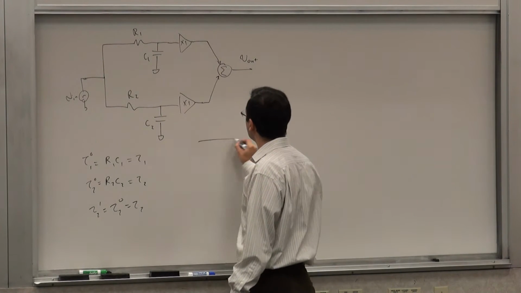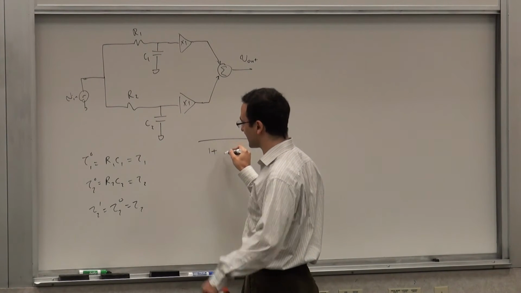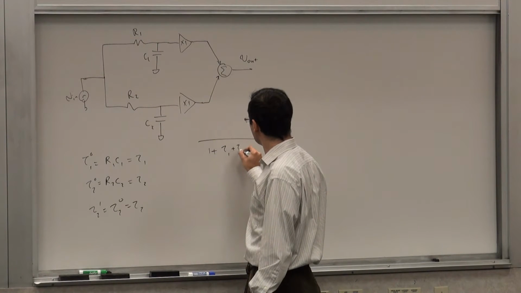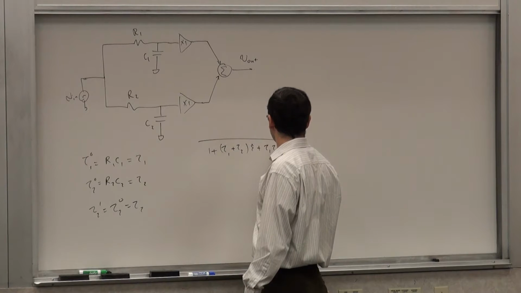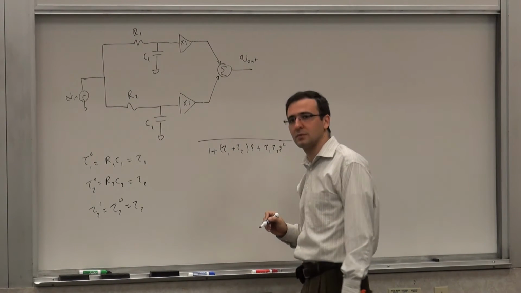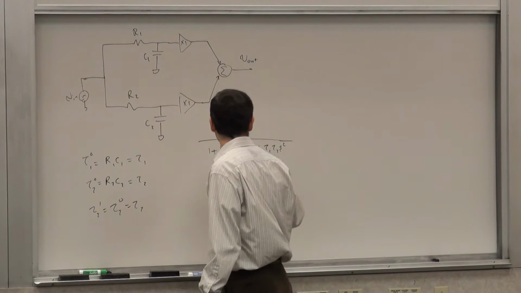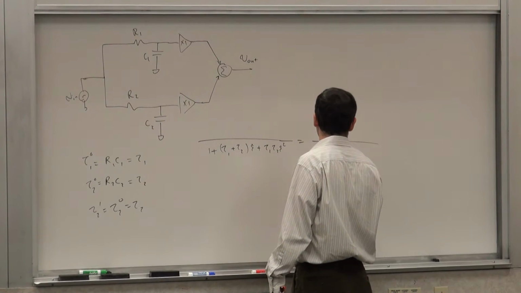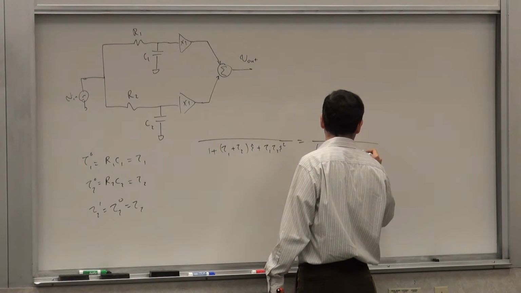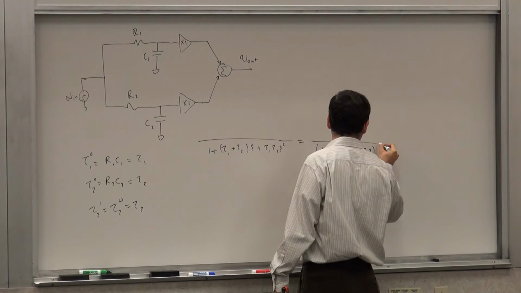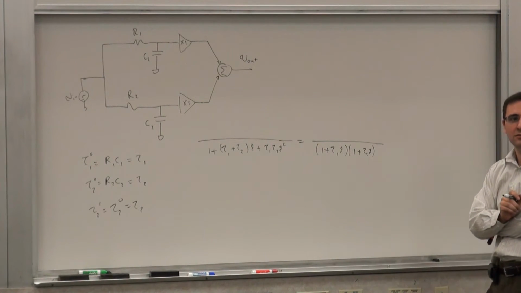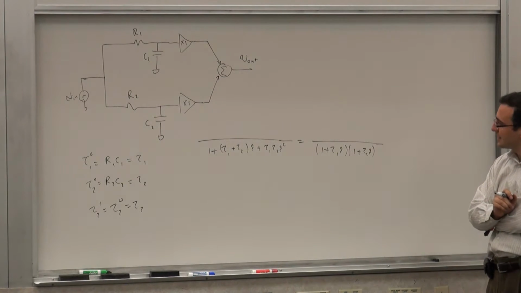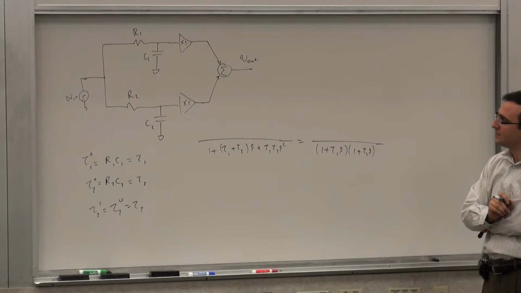And the denominator of this thing, again, is almost exactly the same as last time. So it's going to be 1 plus tau 1, tau 2, s plus tau 1, tau 2, s squared, which can be factored, of course, as 1 plus tau 1 s, 1 plus tau 2 s. But now, let's see what happens in this case, in general, in the numerator.